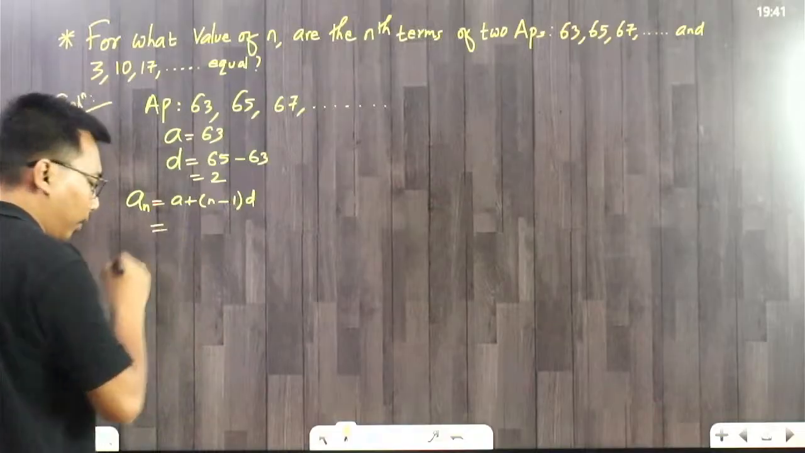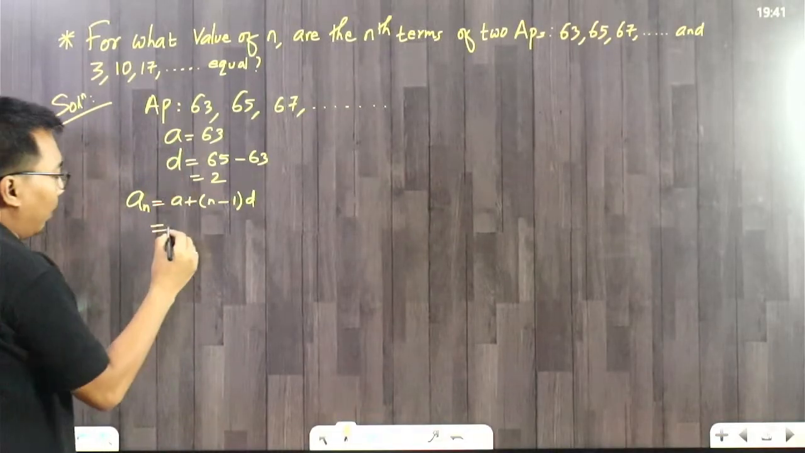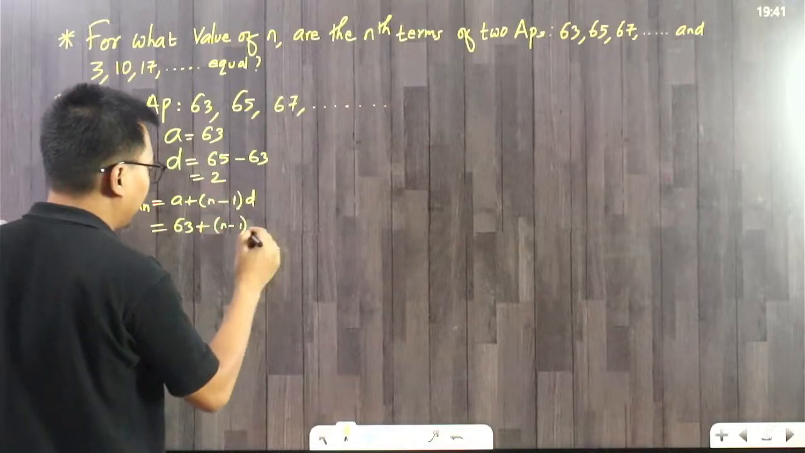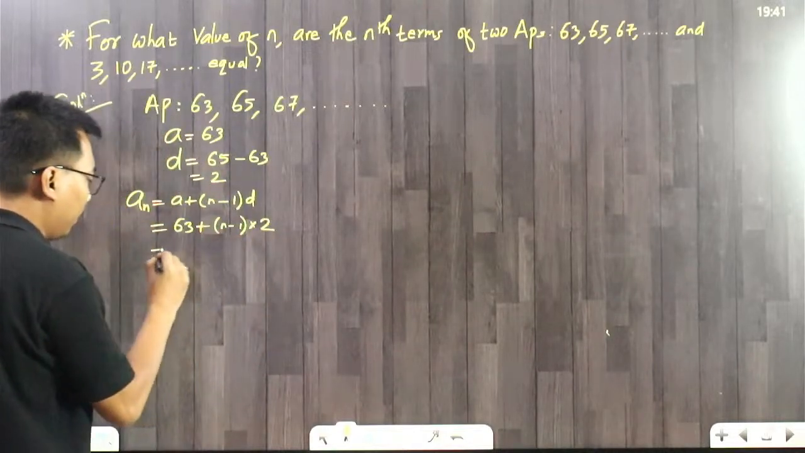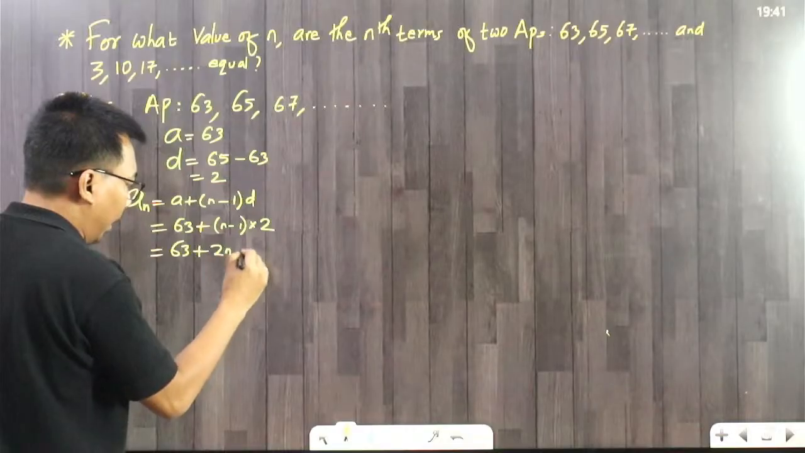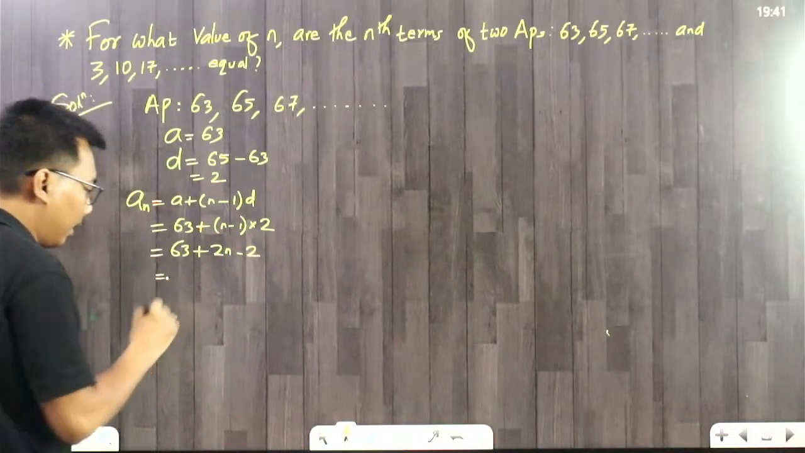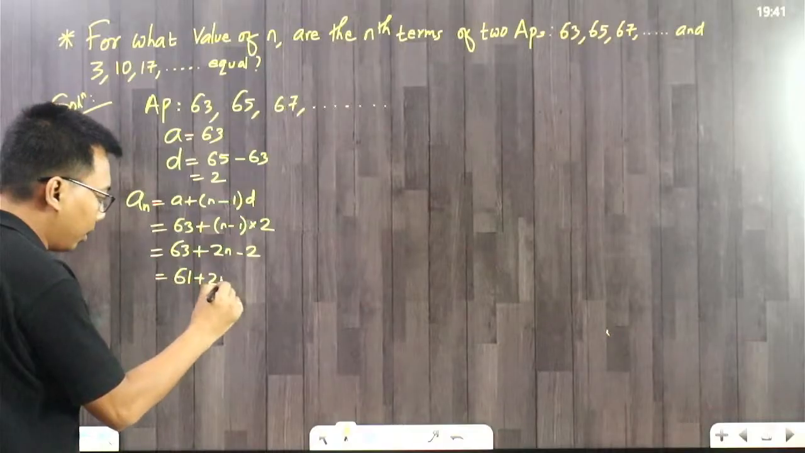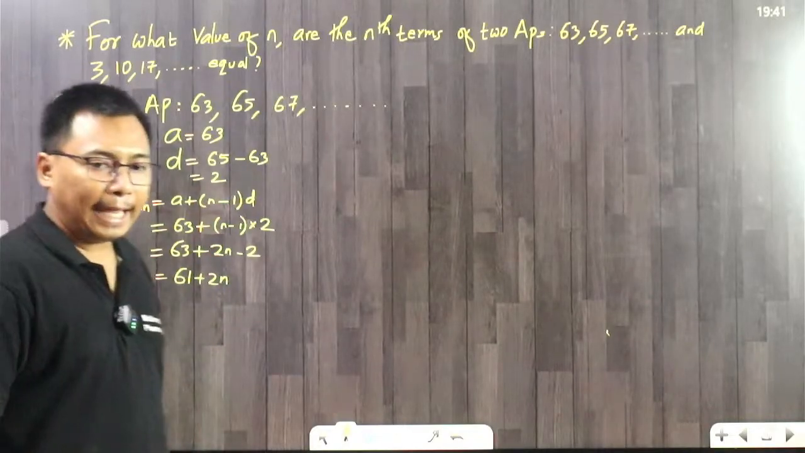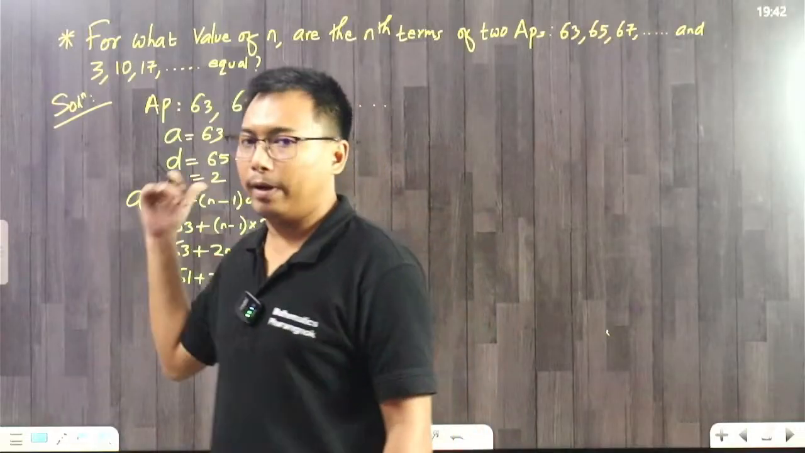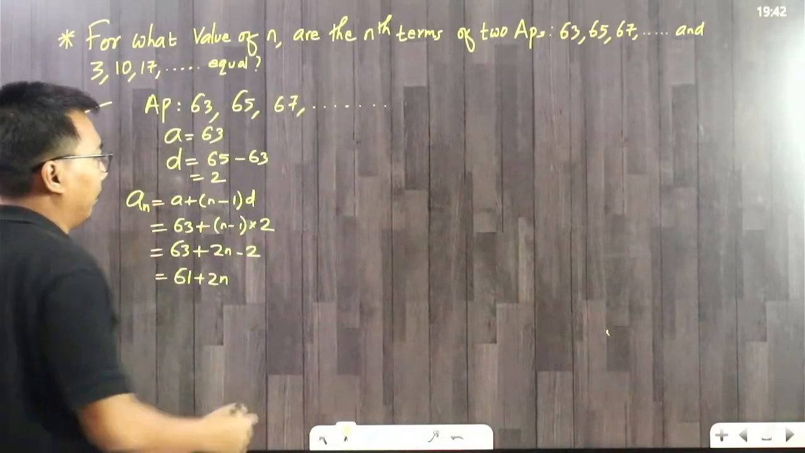This is the formula for the nth term, right? What is the value of a? 63 plus n minus 1 d. What is the value of d? 2. So 63 plus 2 into n will be 2n, minus 1 into 2 will be 2. Now 63 minus 2 will be 61, plus 2n. So we got the nth term for our first AP.